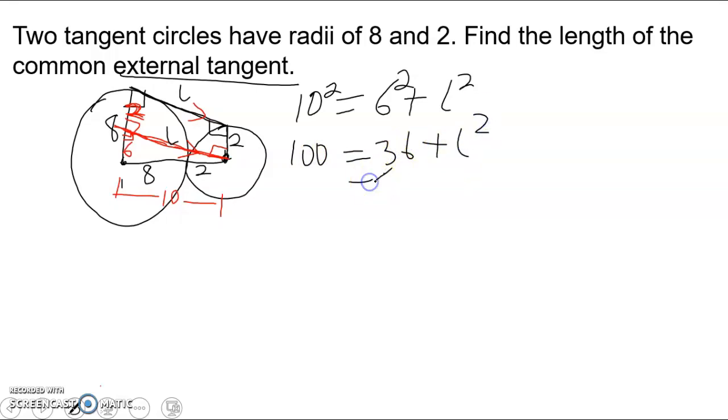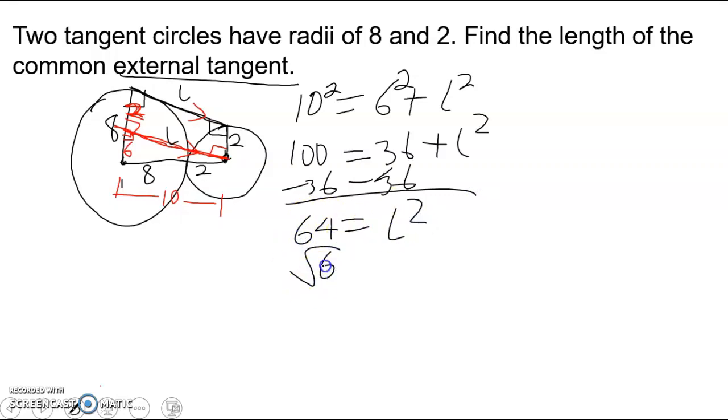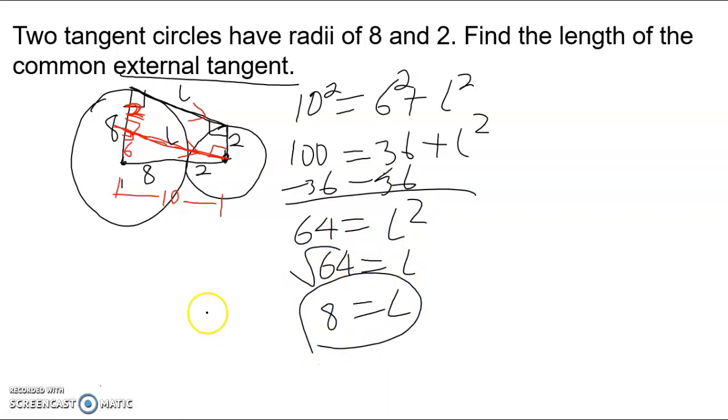So subtract 36 from both sides. Okay, so it's going to be 64 equals L squared, and the square root of 64 is going to be 8. All right, that's it. Again, if we remember the Pythagorean triple, we can tell right away that that would have been 8. So whenever you have external tangent, internal tangent, find a way to create a rectangle and then work around that.